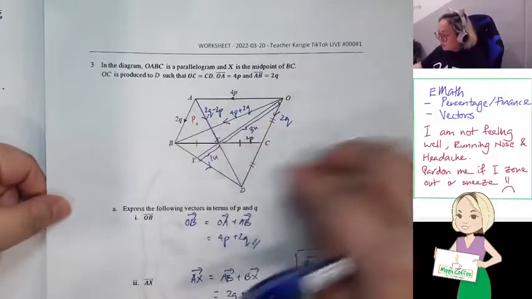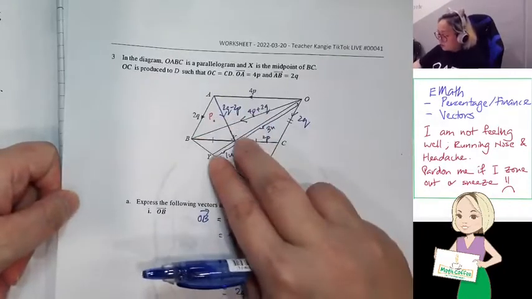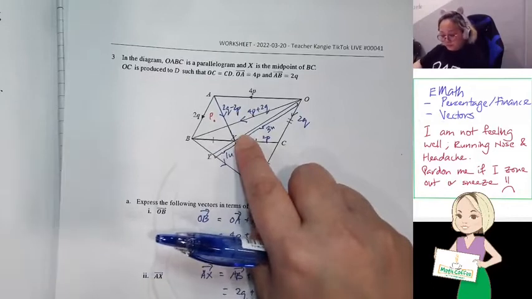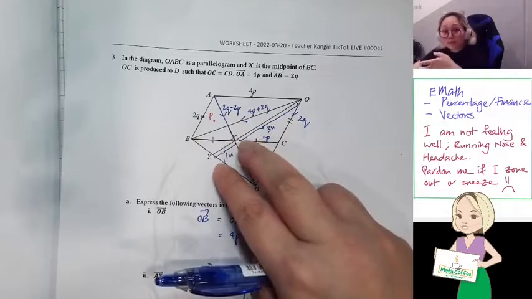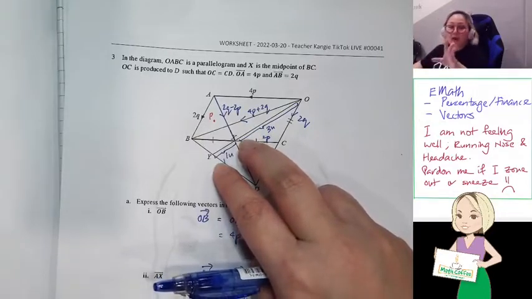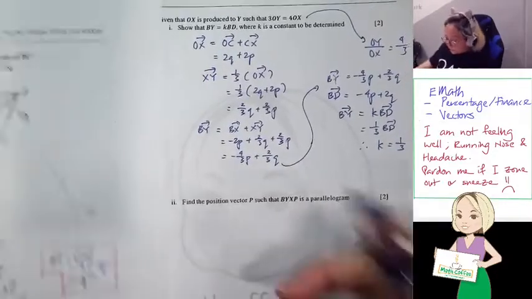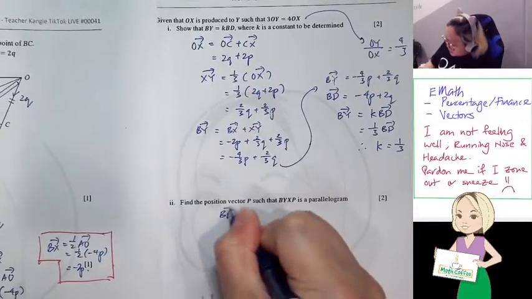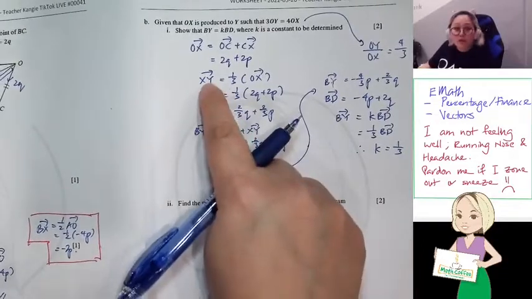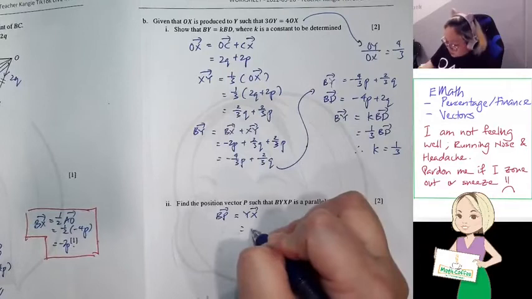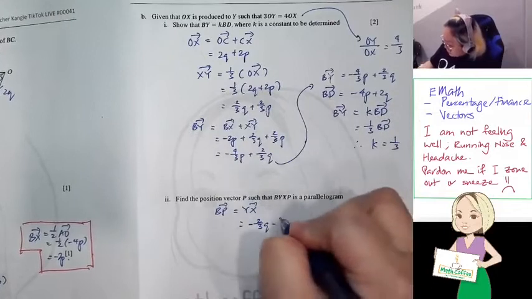And with this, I want to find point P. So BP is equal to YX. Agree or not? BP is equal to YX because it is a parallelogram. Opposite sides are equal in length and they are also parallel. So what I'm going to do is say BP is equal to YX. And we already have my XY previously, so all I need to do is multiply by -1. So just put minus 2/3 Q and minus 2/3 P.